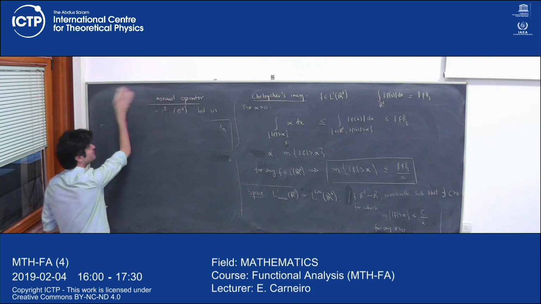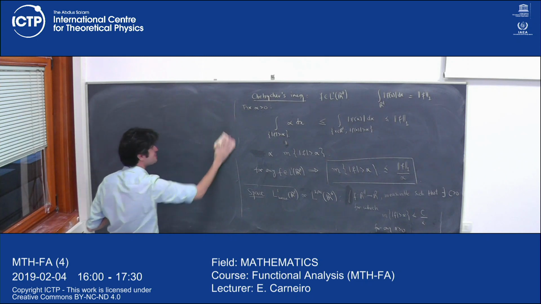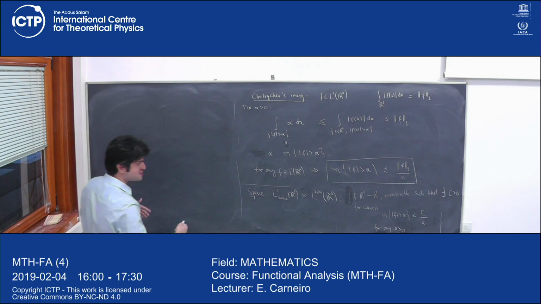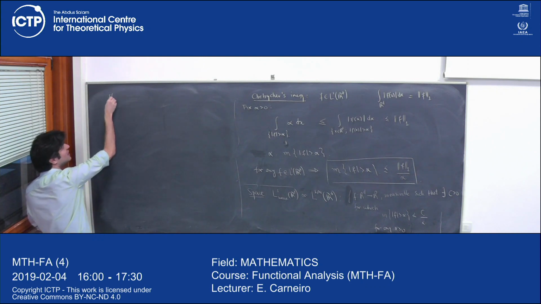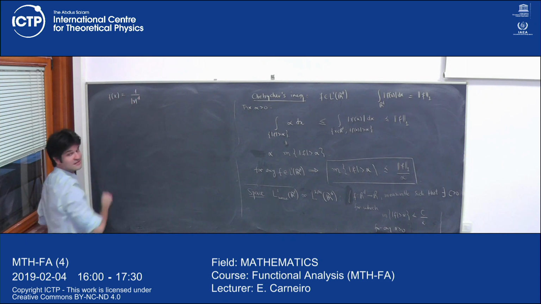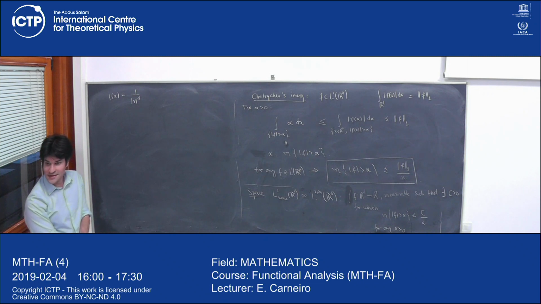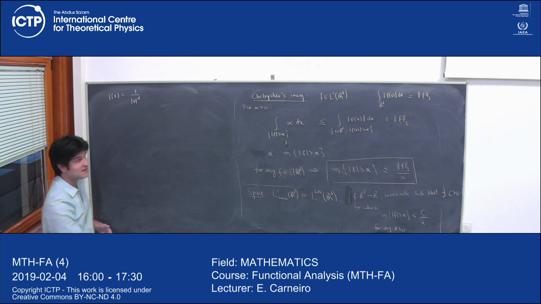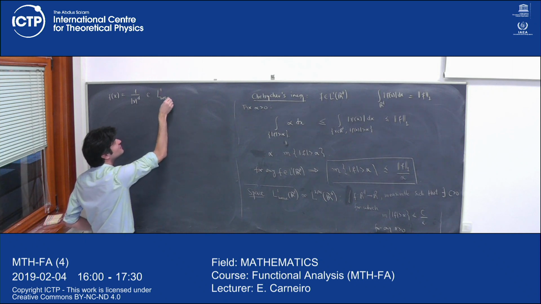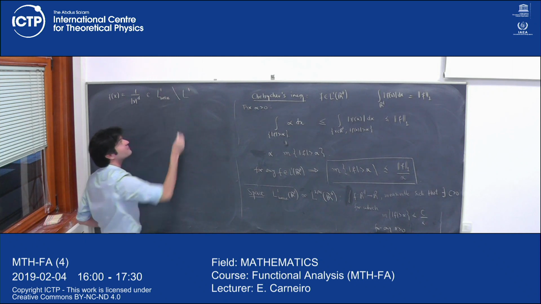These MFs? This MF will be, yeah. But the prototype of the function that is in the space L1 weak, that is not in L1, is the function 1 over x to the d. Okay? 1 over x to the d is a function that belongs to the space L1 weak, but does not belong to L1.